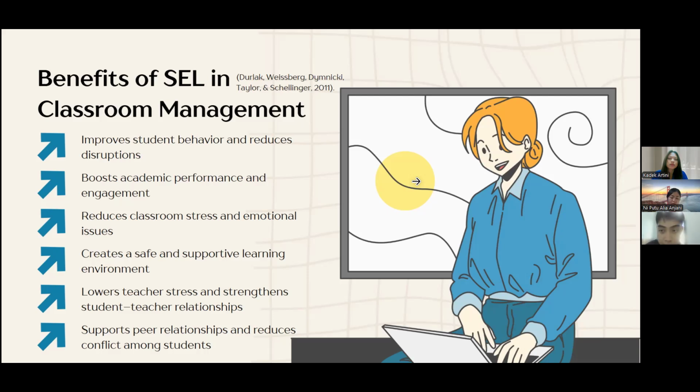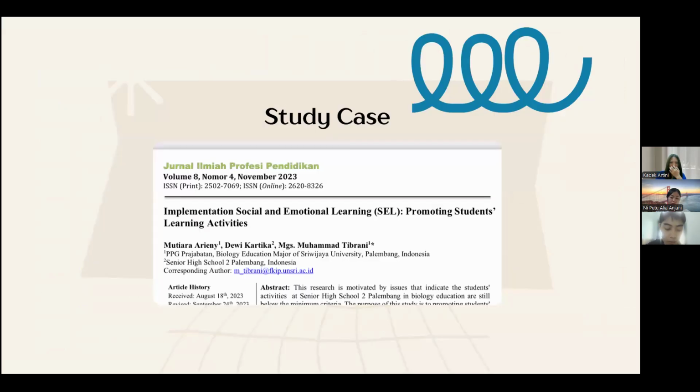And next, we're going to talk about the case study. After we know about the benefit of SEL on classroom management, we as teachers should also know how to apply it. Here I have an article that shows how we can apply it and also shows the result. The study titled Implementation of Social and Emotional Learning (SEL) Promoting Student Learning Activity was conducted by a researcher from a senior high school in Palembang and Sriwijaya University in Indonesia. The purpose of this case study was to see how SEL can improve student participation and classroom management.